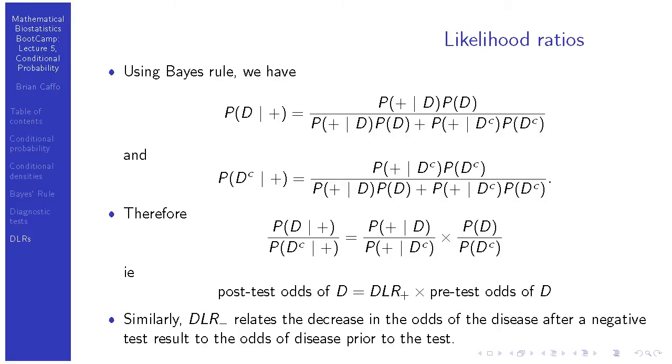So odds has a formal mathematical definition. If you say the odds of something is 2 to 1, that's a ratio of 2, right? 2 divided by 1.